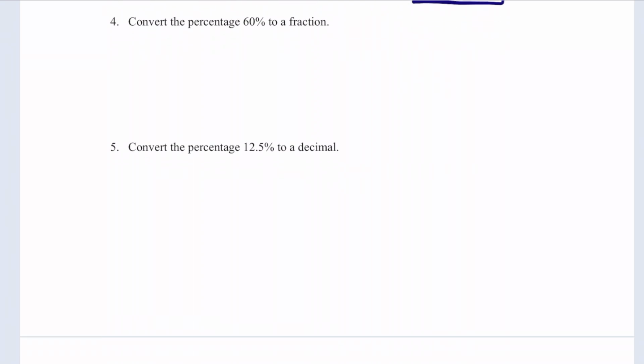Okay, so 4. Convert the percentage 60% to a fraction. So 60%, we can think of that as 60 over 100. Then we're going to reduce this down further because it can be reduced down. And what we can see is that 20 goes into both 60 and 100. So 20 goes into 60 3 times, and it goes into 100 5 times. So 3/5 is going to be our answer.